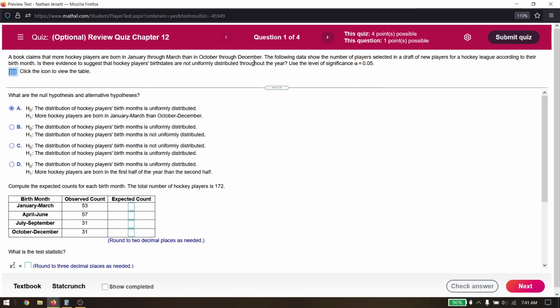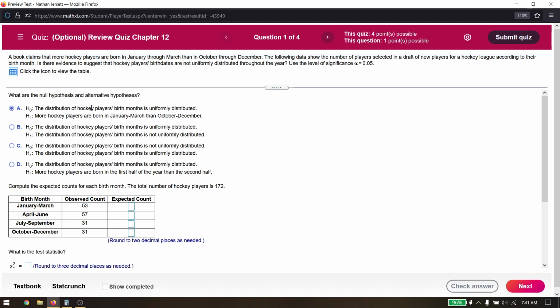And we're using the level of significance alpha 0.05. And we're asking, is there enough evidence to suggest that hockey players are not uniformly distributed throughout the year? So it's reasonable to assume for the null hypothesis that they are uniformly distributed. And so our alternative then is, are they not uniformly distributed? So are all of the population proportions the same, or are they different? That's really what we're looking at here. That's what the goodness of fit test does.